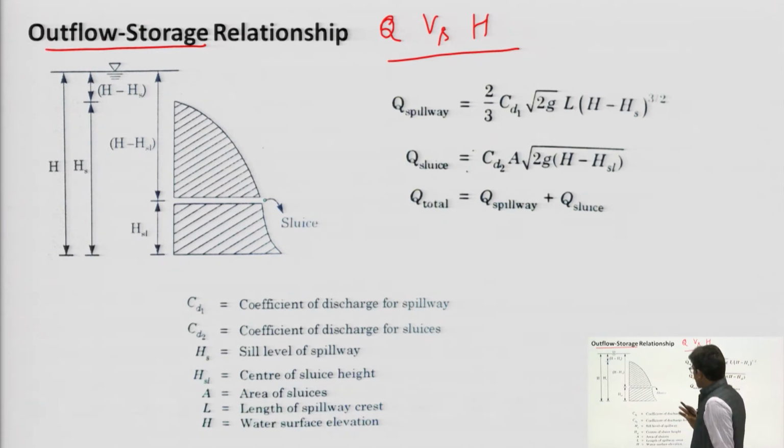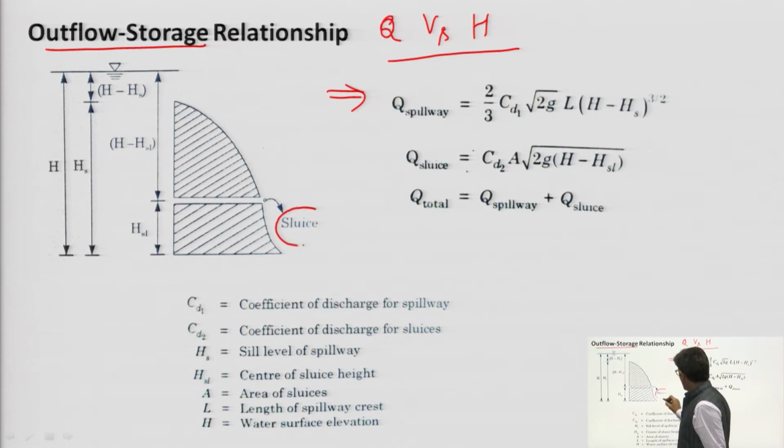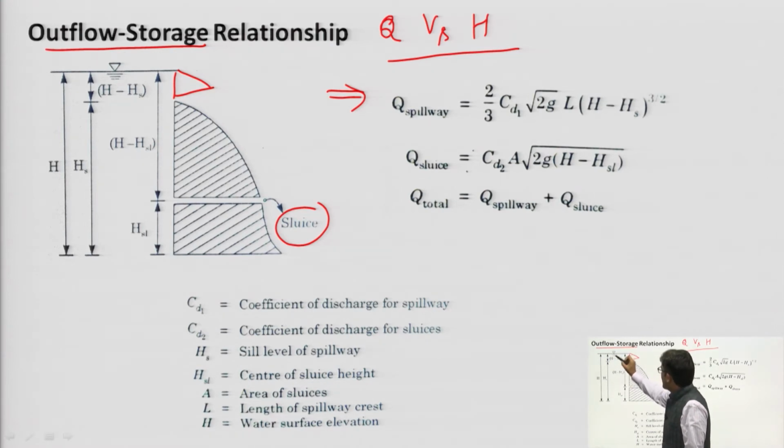So here we will use certain formulas which have been derived in fluid mechanics. In fluid mechanics, this is the sluice gate here, at height h_SL from the bottom, and this is the spillway, and the height is the height of the reservoir, it is h_s, and total water level is H. So this difference is capital H minus h_s.